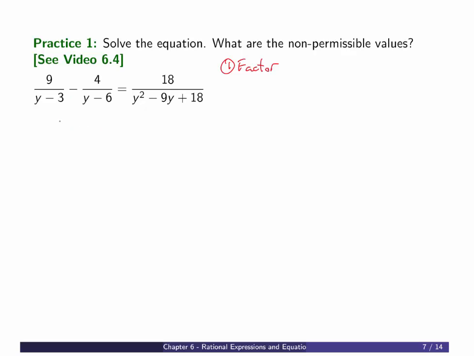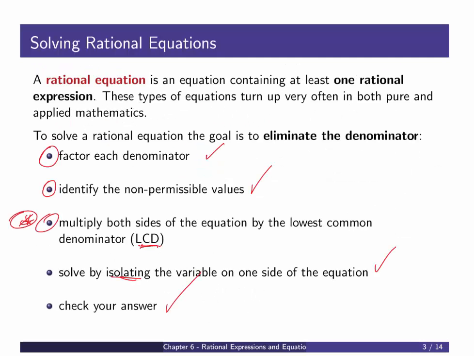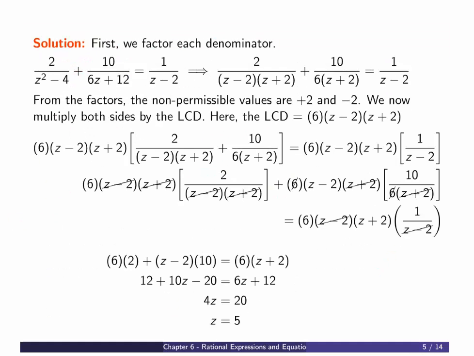So let's factor. We have 9 over y minus 3 minus 4 over y minus 6 equals 18 over y, and it's going to be 18, y minus 6, y minus 3. So right away, step 2. Identify the non-permissible values. Okay, let's do that first.